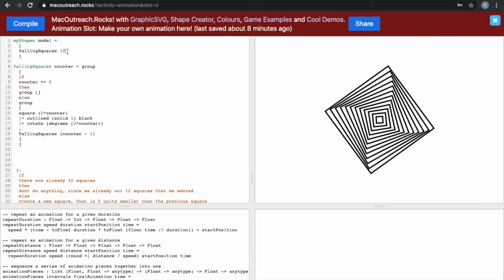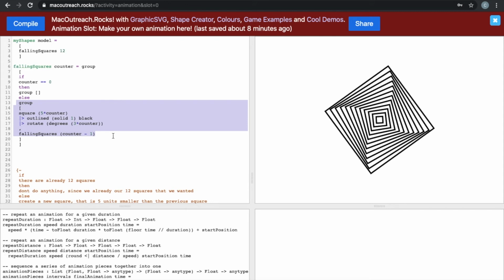As you can see on line 3, the initial input is 12. In other words, counter is initially equal to 12. That means that this part of the statement gets checked. Does 12 equal 0? Obviously not. So then this whole thing gets skipped, which means the else part of the statement gets run. First, a square of size 5 times 12 is created, and it's rotated by degrees 3 times 12. That was the first square you saw earlier.